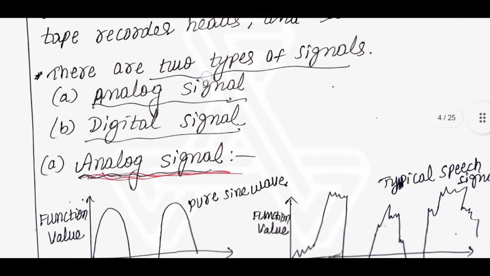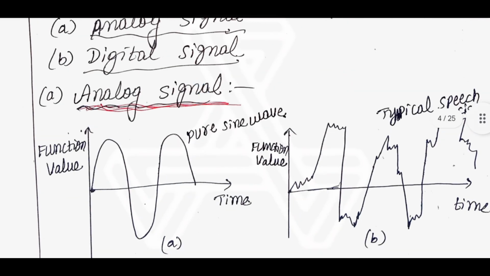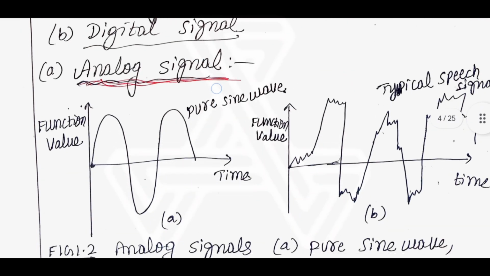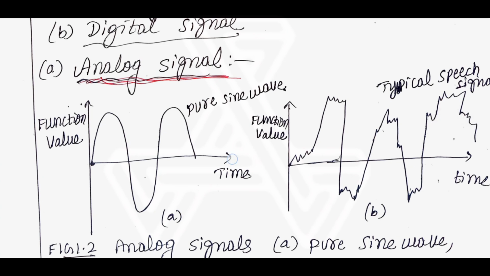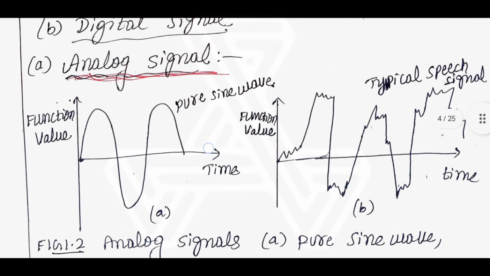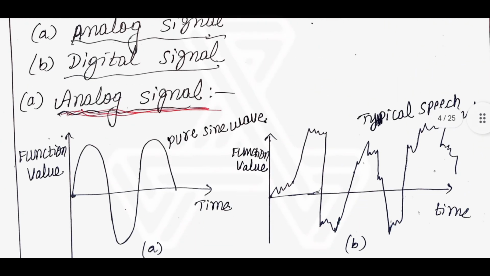Analog signal, function value. Analog signals are pure sine waves. Time, function value, time. A typical speech signal will be like this.